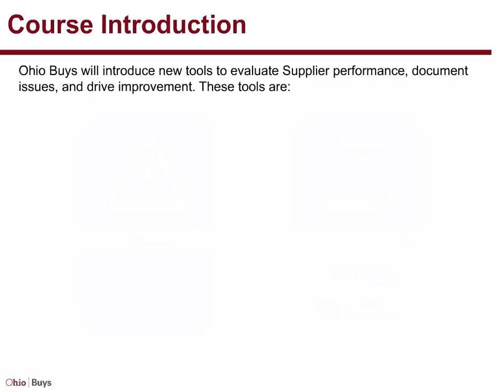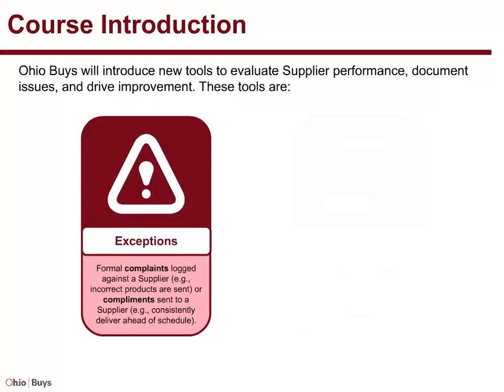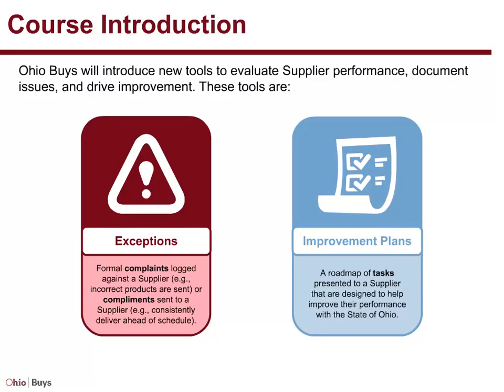Ohio Buys will introduce new tools to evaluate supplier performance, document issues, and drive improvement. These tools are exceptions, which are formal complaints logged against a supplier, for example, incorrect products are sent, or exceptions are compliments sent to a supplier, for example, consistently deliver ahead of schedule. And improvement plans, which are a roadmap of tasks presented to a supplier that are designed to help improve their performance with the state of Ohio.